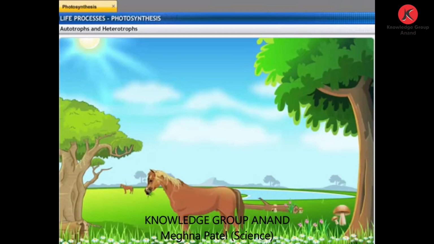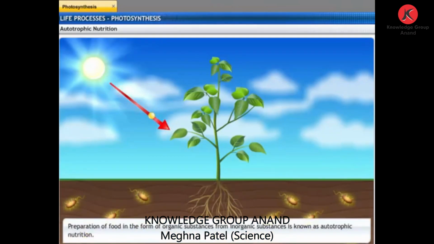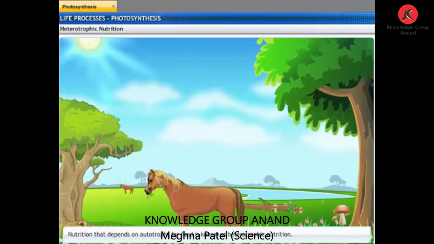The nutritional processes of living organisms are decided by how complex the organisms are. Plants and a few bacteria use inorganic substances to prepare their food in the form of organic compounds. So they are called autotrophs. The process of nutrition in autotrophs is known as autotrophic nutrition. Fungi and animals cannot prepare their own food and directly or indirectly depend on autotrophs for their food. Such organisms are called heterotrophs, and the process of nutrition in heterotrophs is called heterotrophic nutrition.